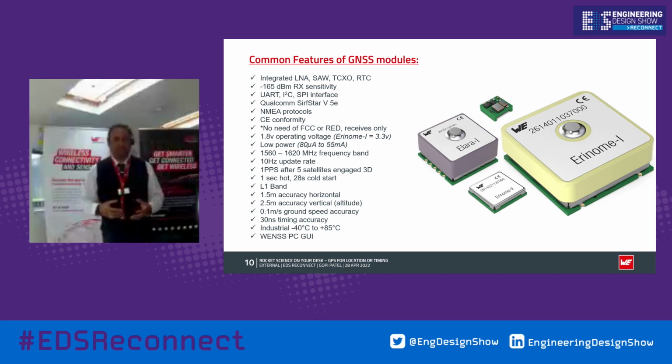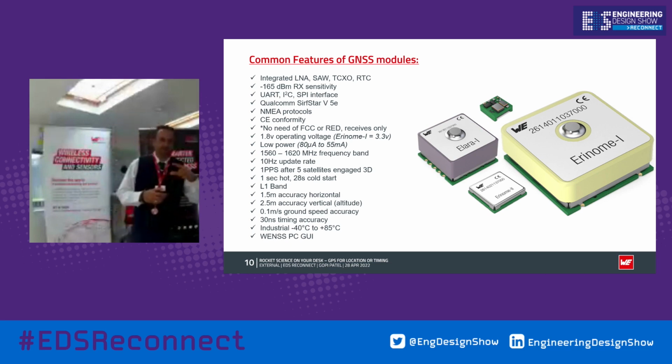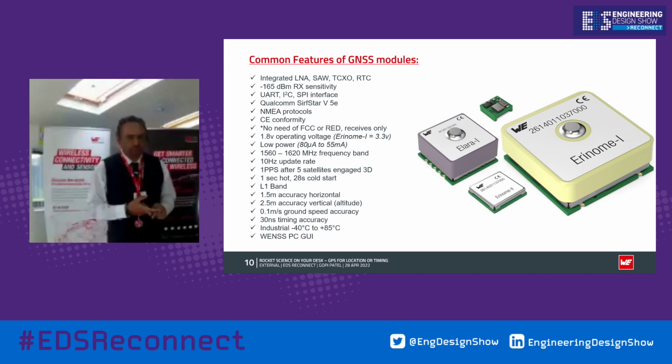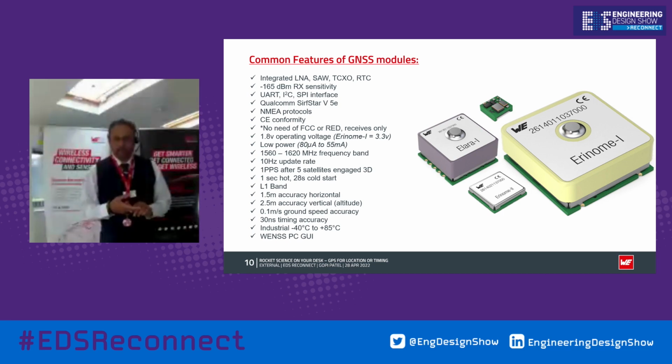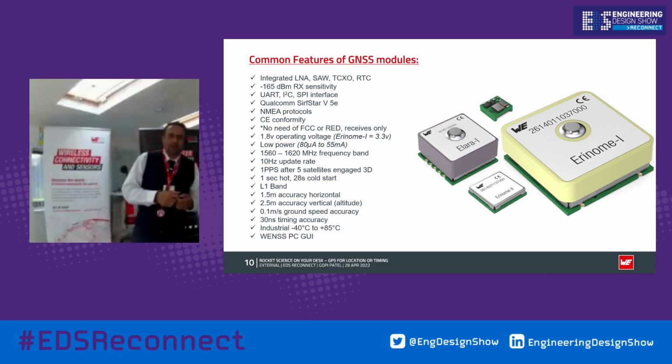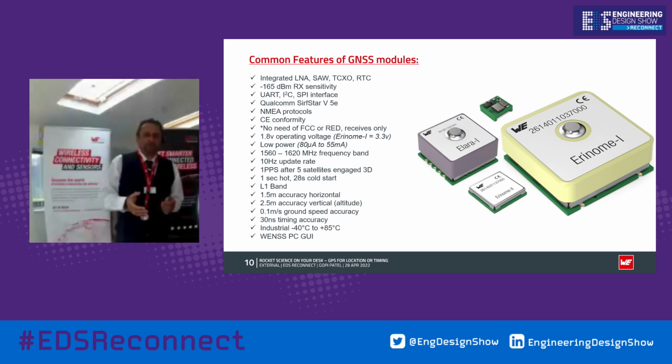Well, you need to supply 55 milliamp with a pulse current considerations. Then operating frequency is 1.5 to 1.6 gigahertz band, 10 hertz update rate. What does that mean? It can listen to satellite and give you updates 10 times per second. Not that you want to travel that fast, but it gives you a signal or the update every 100 millisecond.